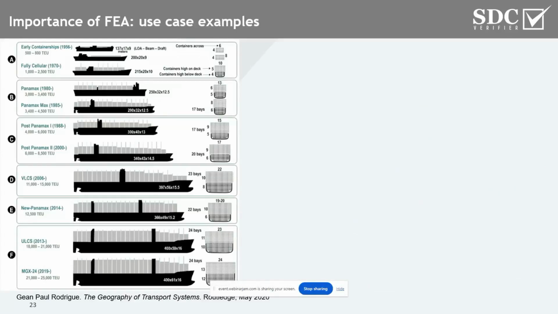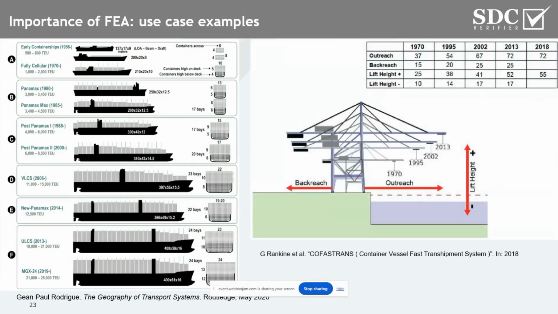In this picture, you can see the evolution of the container ship size, in both physical dimensions and capacity. You see how the ship sizes developed over the years, starting from 1956, in old times, and coming up to the really large vessels. As ships got bigger, the cranes used to service them did too, which can be seen in the picture on the right here.